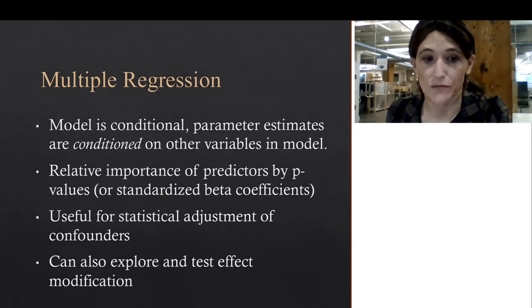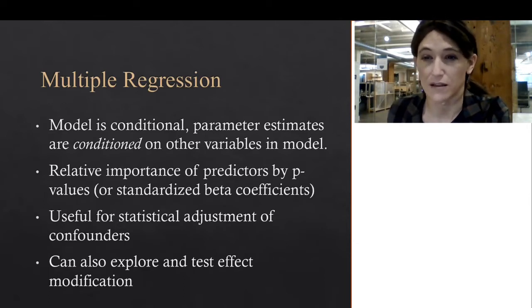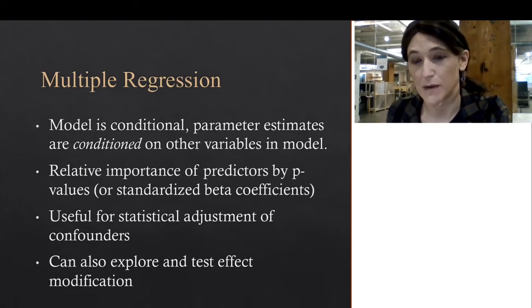However, we usually are more interested in their clinical relevance or their epidemiological relevance once we've established that there is an association. So multiple regression is super useful for statistical adjustment of confounders, and we can also explore and test effect modification. Doing so requires us including interaction terms, which I'm not going to get into in this course, but by including an interaction term, we can model effect modification. However, it can be very tricky to interpret models that include effect modifiers. And so we often want to start with a stratified analysis to kind of get our heads around what is happening as far as effect modification, and then moving to a model and interpreting from there.